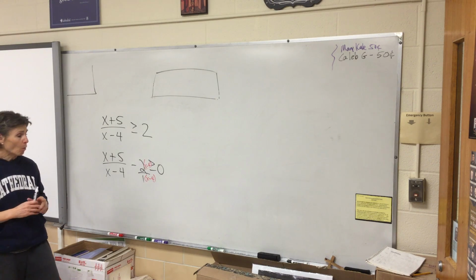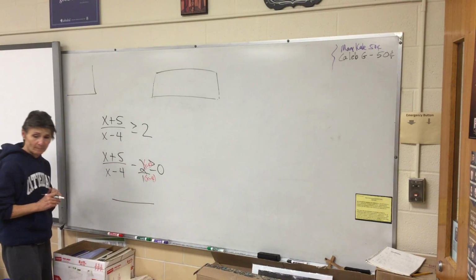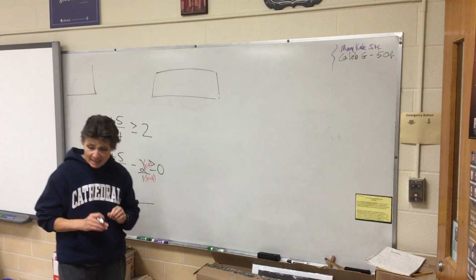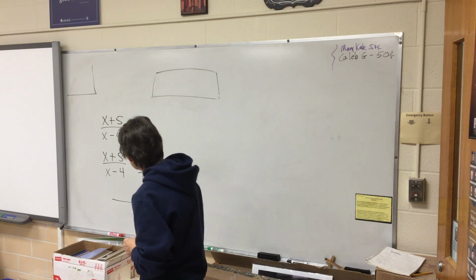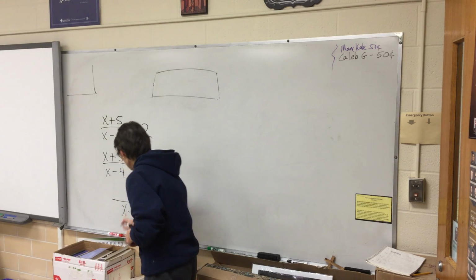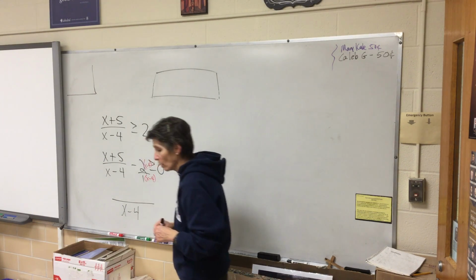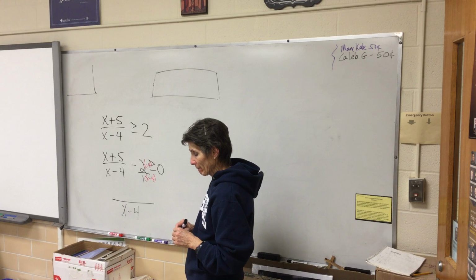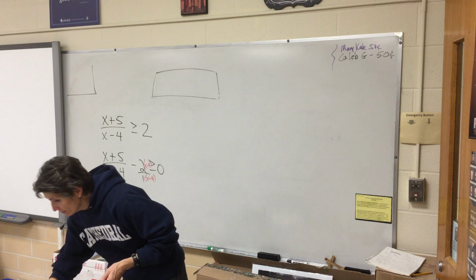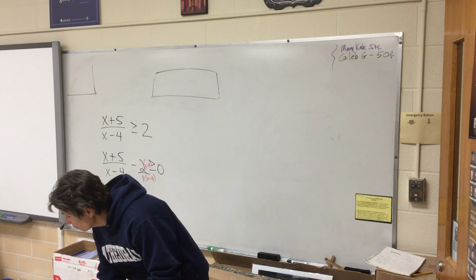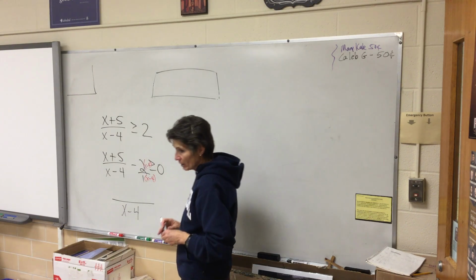Now at this point, I want you to write one fraction because you have set it up so that the denominators are the same. So we're going to have one fraction and the denominator is going to be what it is, x minus 4. So one fraction, one denominator, x minus 4. All right?